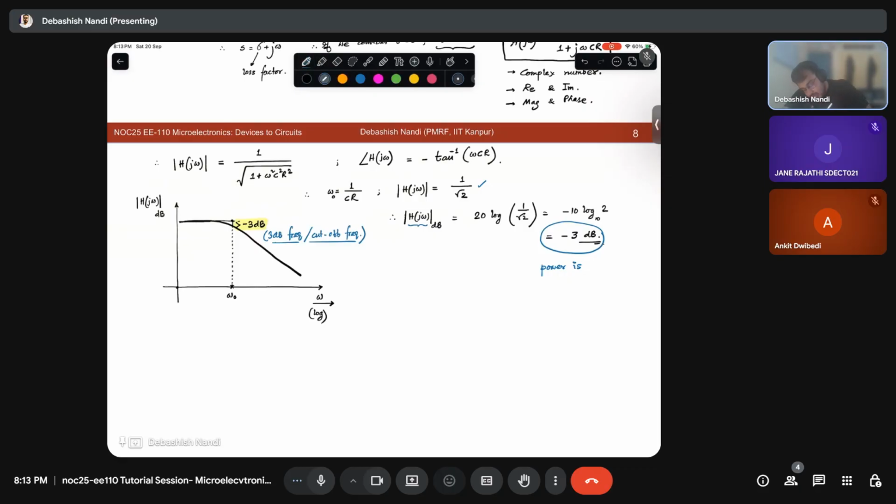So if you want to use this as a low pass filter, this is basically a low pass filter, right? You cannot use it for these frequencies. Only till this frequency you are allowed to, or you should consider to use that low pass filter. Okay. So this frequency is also called pole of the system.